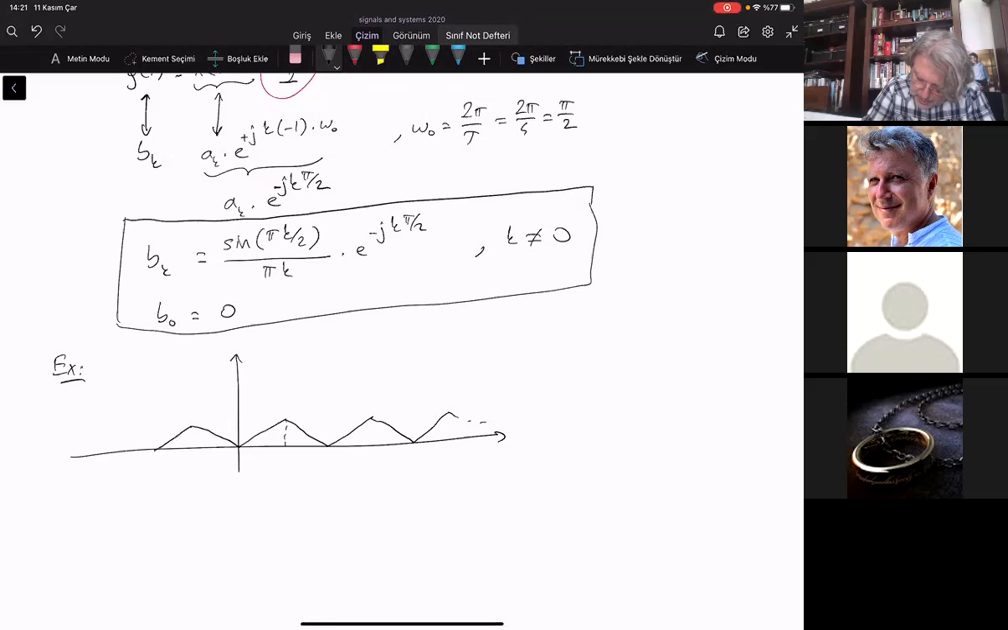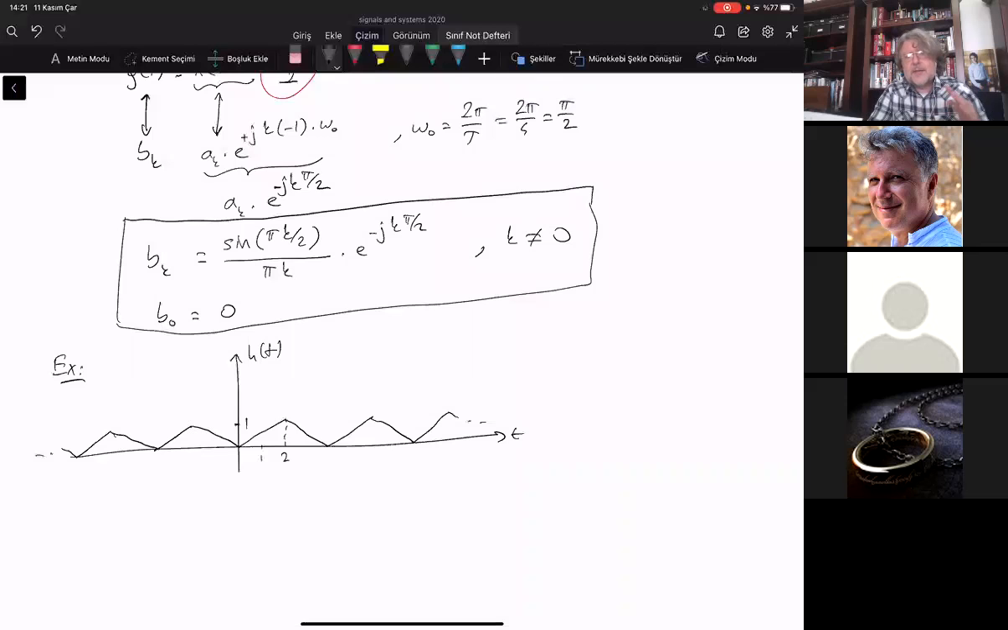A triangular train. Let's give it the name h of t, although it's not a system, but I'm using g, f, etc., h for some signals. And this h of t here: this is 2, this is 1, and the peak of the triangular waveform is at 1.